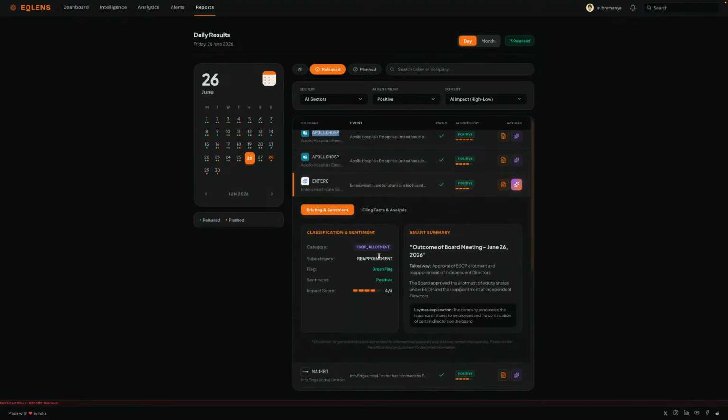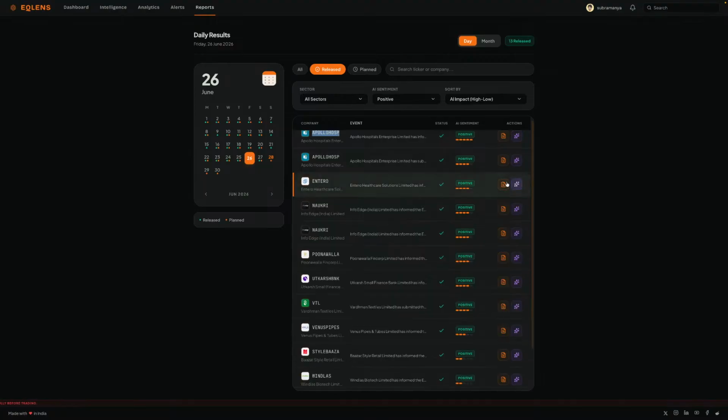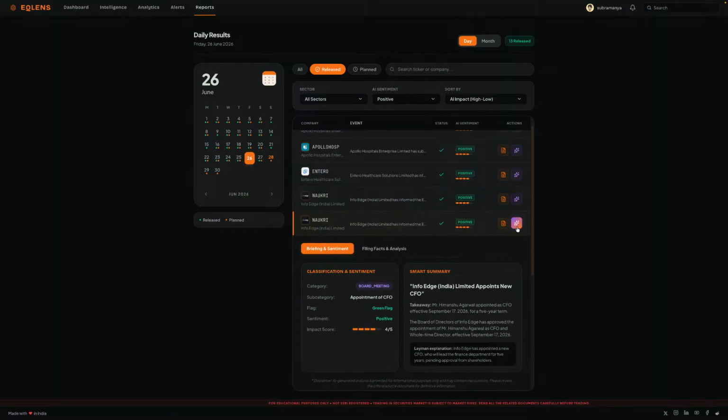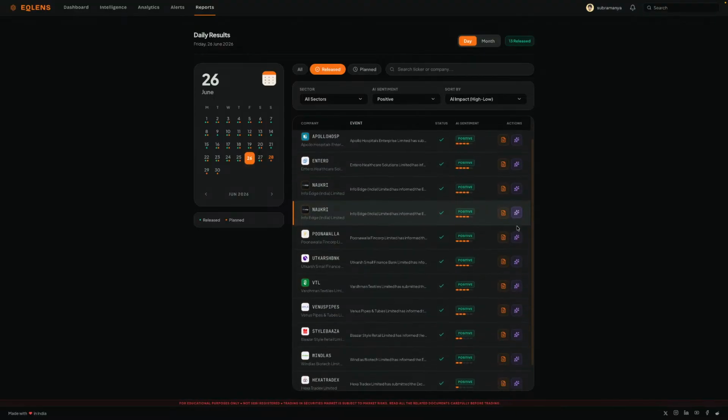What do you have? Entero is of allotments. Nokri. Board meeting. Appointment of CFO and reconstruction of board committee. Okay. Appointed the new CFO. Okay. Himanshu Agrawal appointed as CFO effective September 17th. Okay. I think board will get shuffled here.